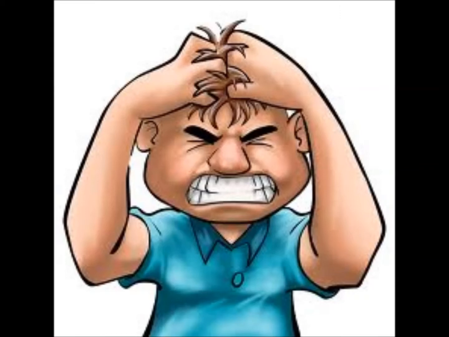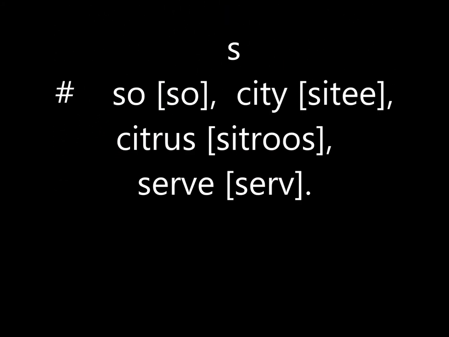The S in English will be used for the S sound, as in so, city, citrus, serve. Note that both letters C and S are used inconsistently in English to make this same S sound, but in engspan there will only be one sound for one letter, and that is the letter S.